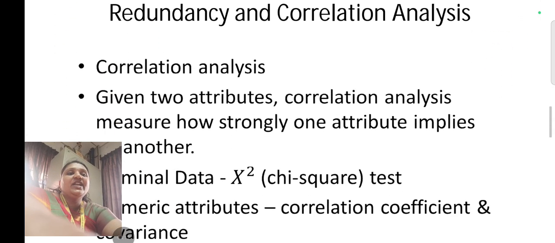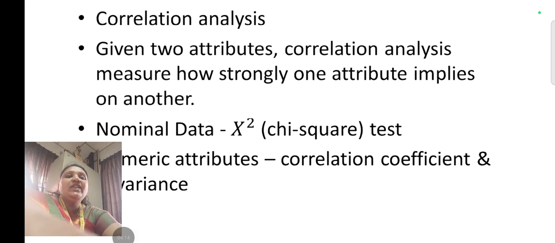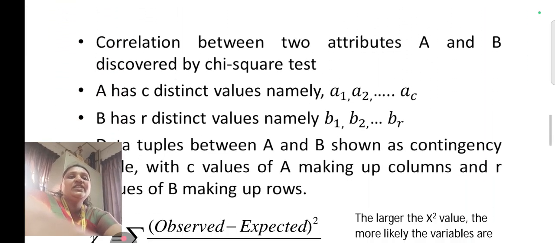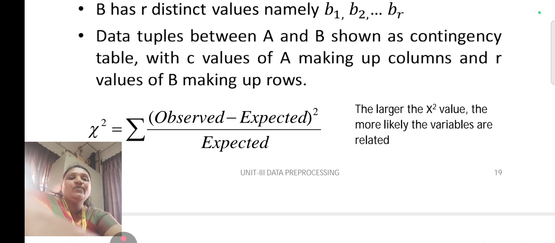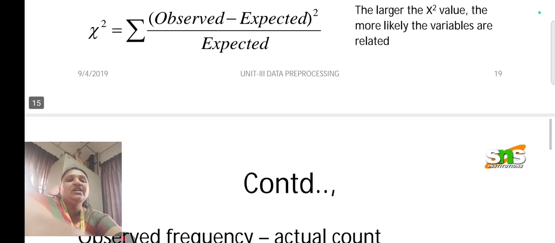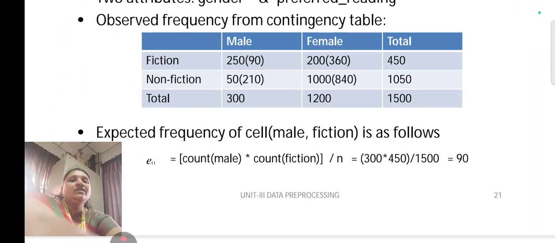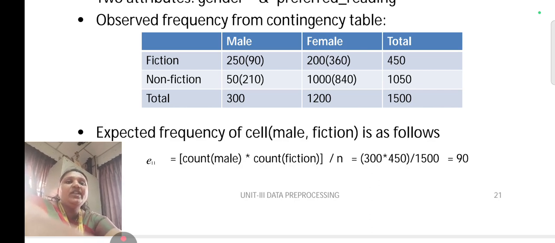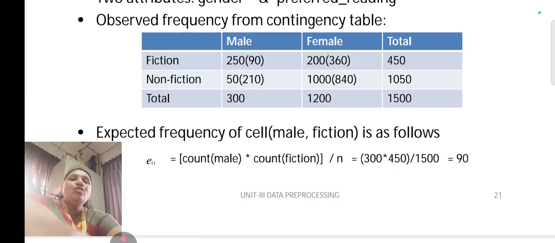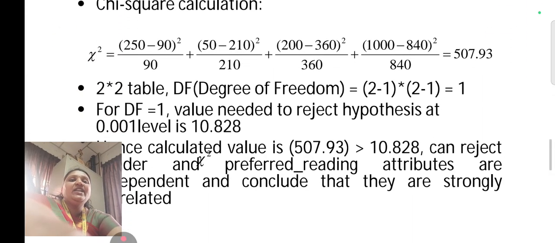So this is the redundancy and correlation analysis formula. We have two attributes, and with the help of the two attributes we find the chi-square. This is the formula: chi-square equals the summation of (observed minus expected) the whole squared divided by expected. Using this formula, the calculation has been done and the sum has been solved. With the help of male and female, how many male fiction, how many male non-fiction, how many female fiction, and how many female non-fiction there are, we find this with the help of the chi-square data, right?